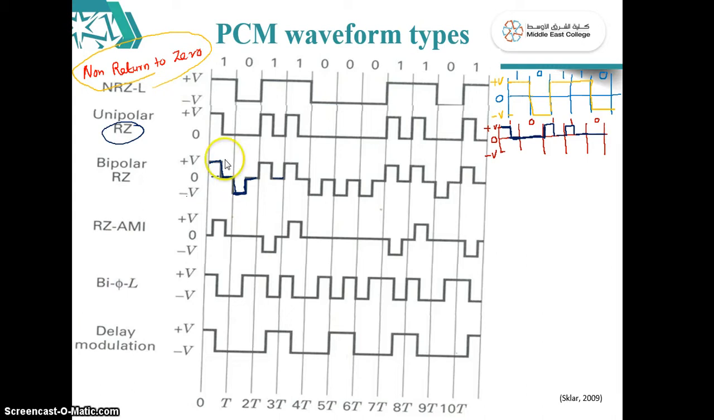So in the bipolar return to 0, the 1s and 0s are represented by opposite level pulses with a half bit width. Now next is return to 0 AMI. AMI stands for alternate mark inversion.